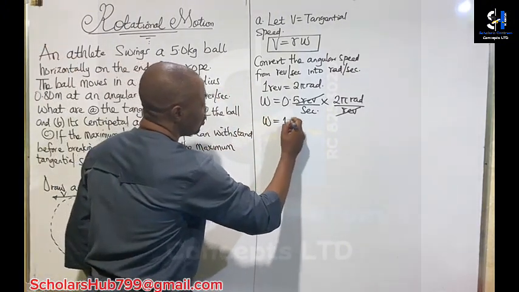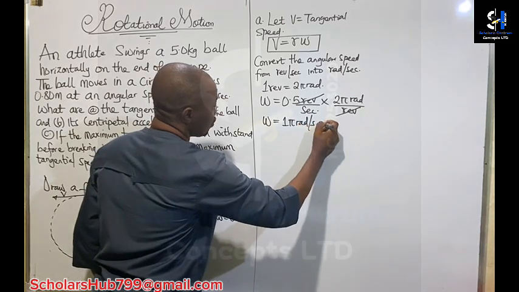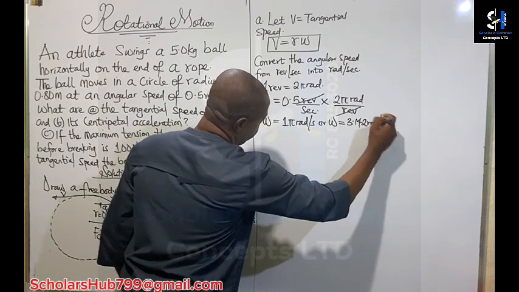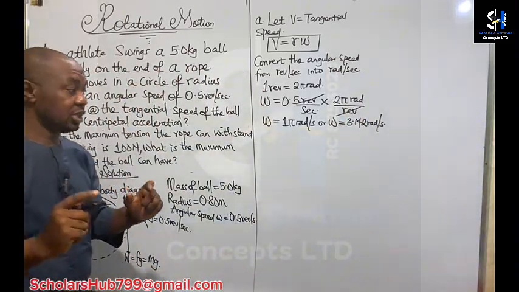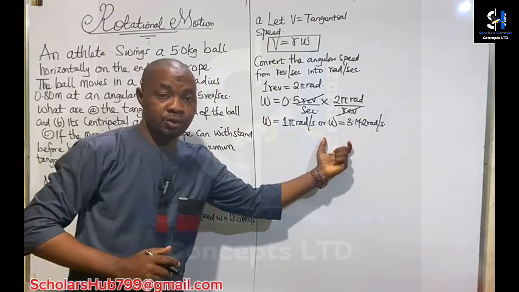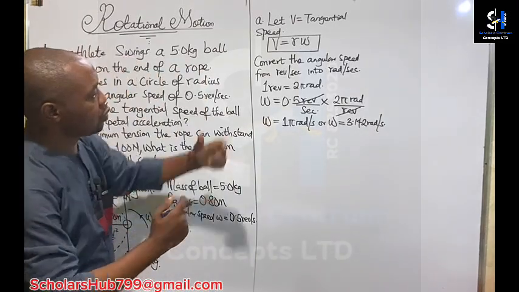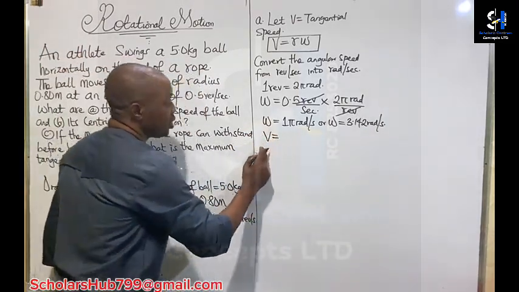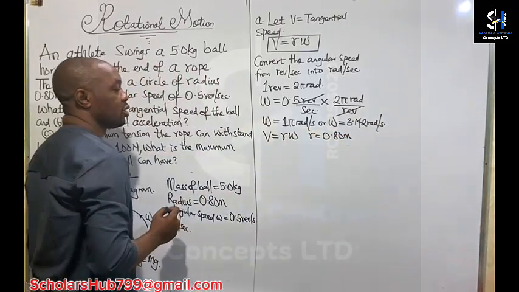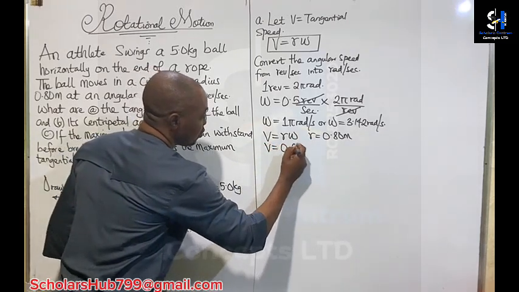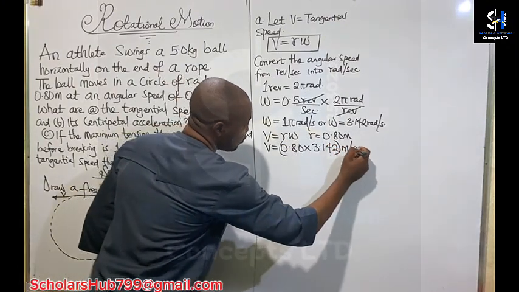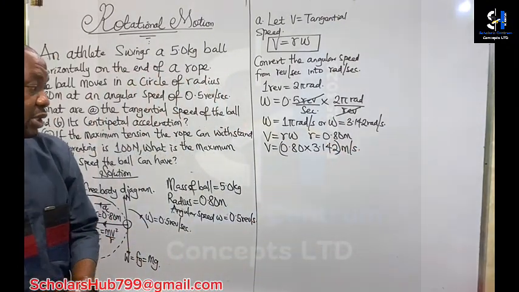So the angular speed will be 1 pi radians per second, or we can say it is 3.142 radians per second, because 1 pi is the same thing as 3.142. So now we know the value of W in radians per second. Now let's calculate the tangential speed. We know that V equals RW. R is 0.80 meters. So V equals 0.80 multiplied by 3.142. Remember, the unit of speed will be meters per second.